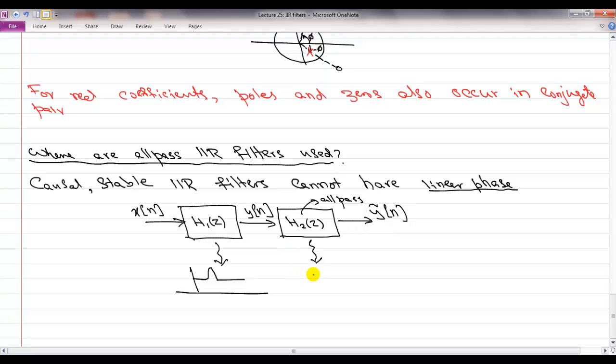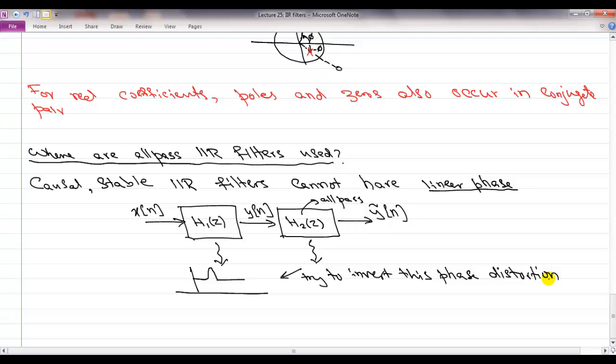So when you put two filters in cascade, their magnitudes get multiplied, right? But their phases get added. So you can try to invert this phase distortion or nonlinearity. And that's where all-pass filters are used.